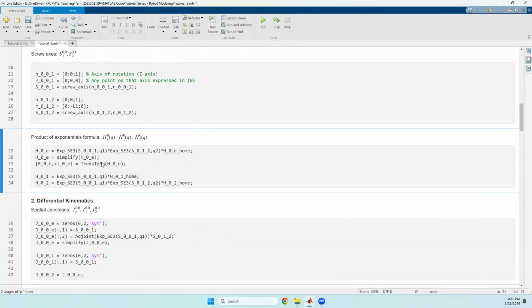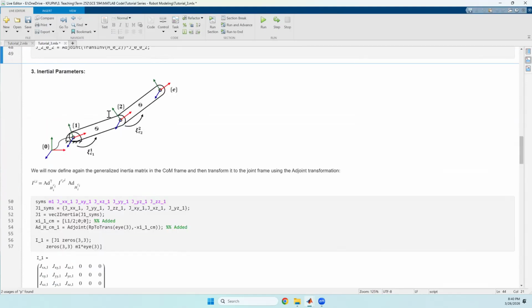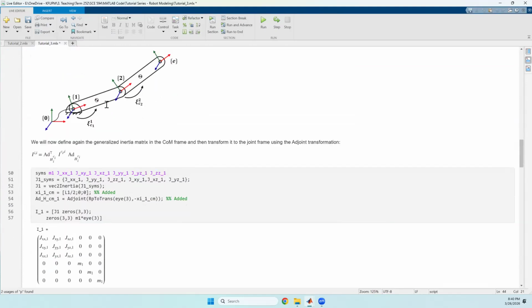Product of exponentials formulas, they are the same. Nothing changes here. The geometric Jacobians don't change. Body Jacobians don't change. Nothing here changed so far. Exactly the same. The inertial parameters will actually change slightly.